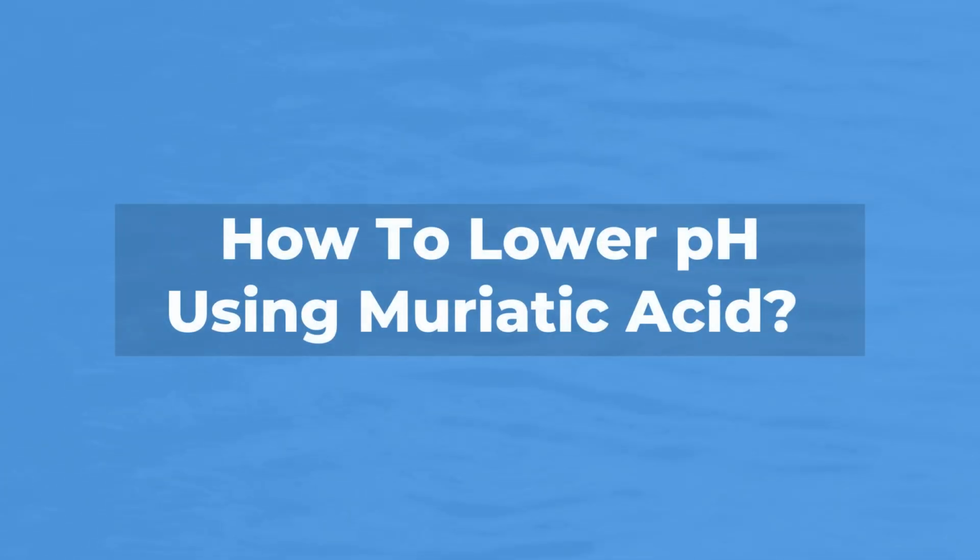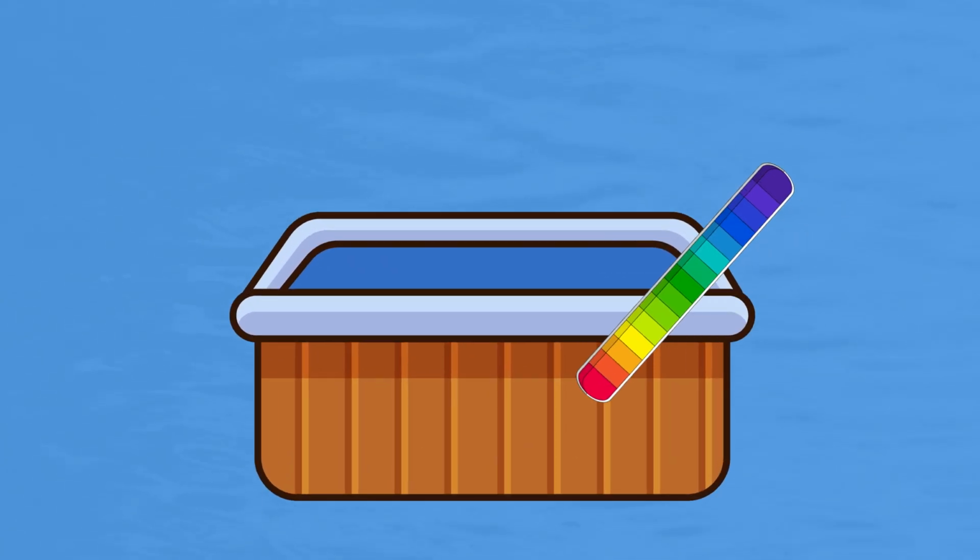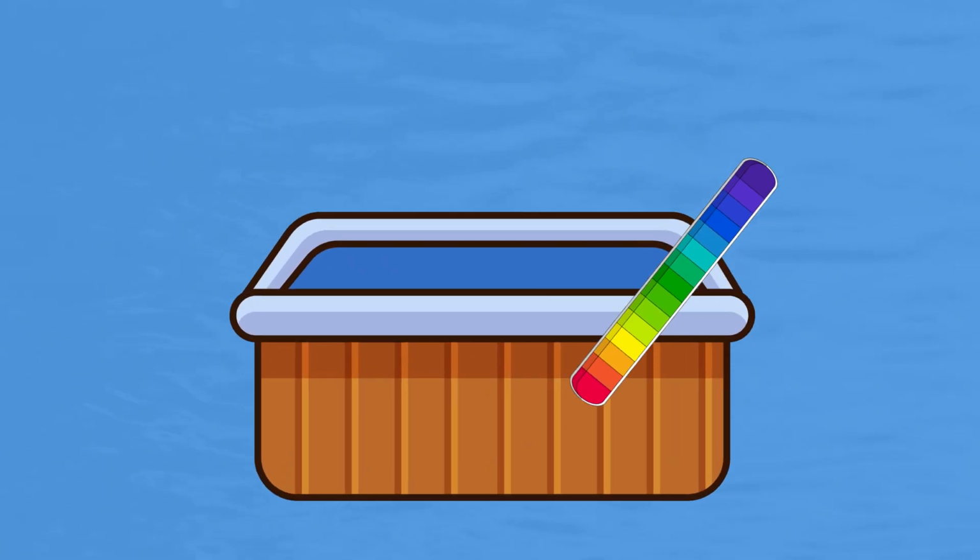Next, how to use muriatic acid to lower pH levels. As mentioned before, muriatic acid is a strong acid, so you must handle it with care. Wear safety goggles, gloves, and a mask so you don't inhale it. First, test your water's current chemical levels and write them down.